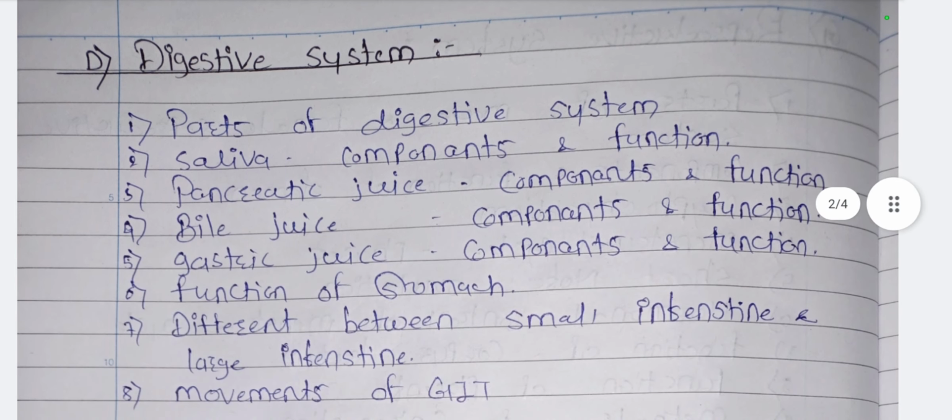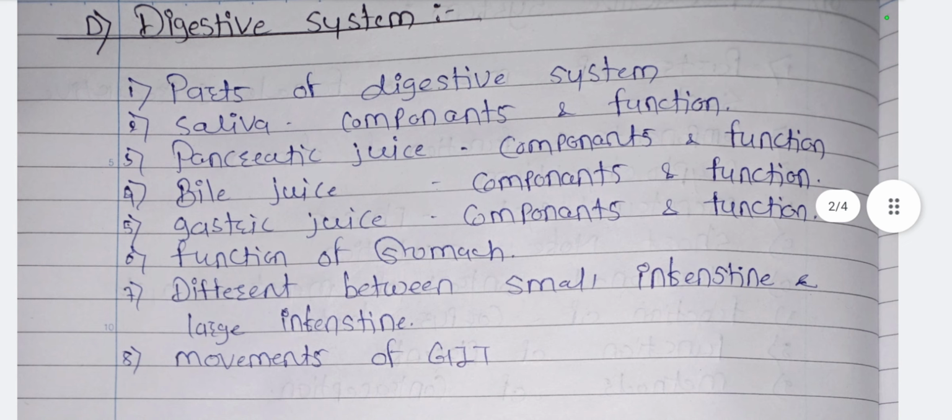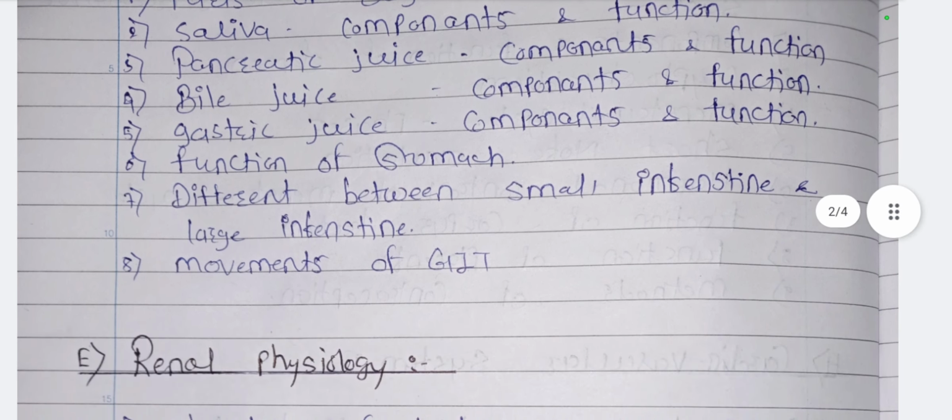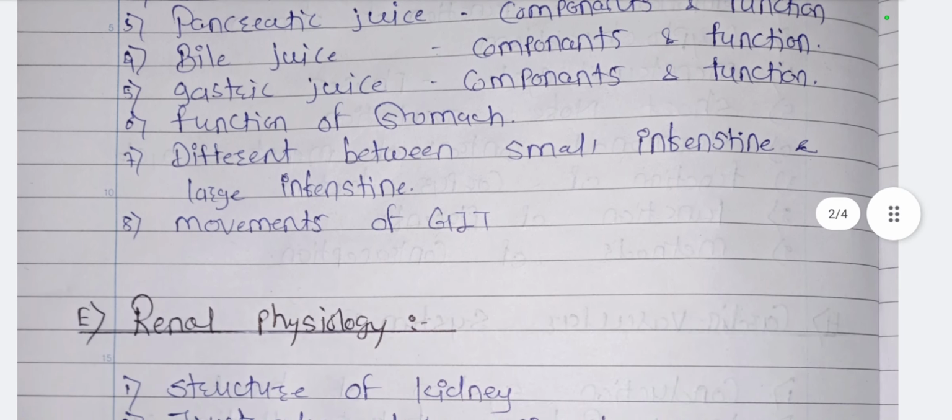Then digestive system, parts of the digestive system, then saliva, its components and function, pancreatic juice, its components and function, bile juice, its components and function, gastric juice, its components and function. And each question is asked for 5 marks. Then function of the stomach is also another important question for 5 marks.